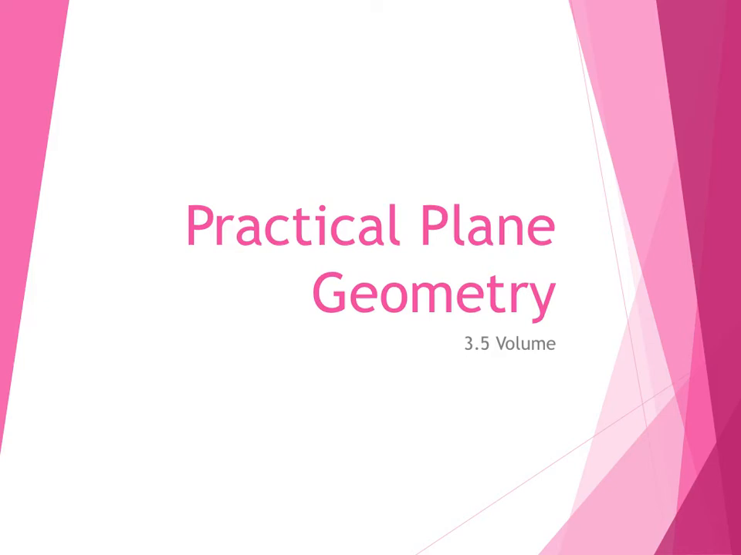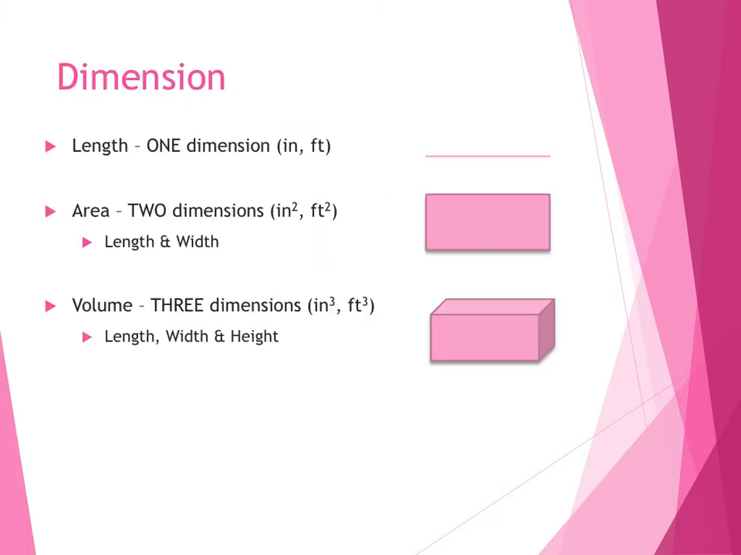In this last section of Chapter 3, we're going to be looking at volume and a little bit of surface area. So let's take a look at the dimensions. If we have length, we have one dimension, so we just see that in things like inches, feet, centimeters. And area is two dimensions, so remember that's our square units because we have length and width. And then we have volume, which is three-dimensional. So that's our cubic units because we have a length, width, and height.